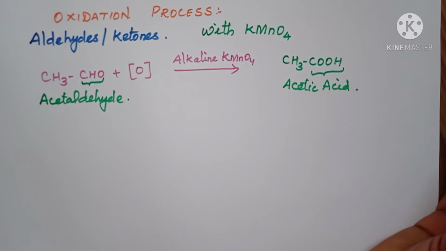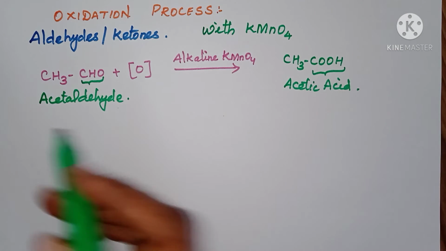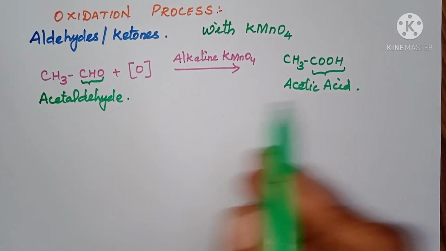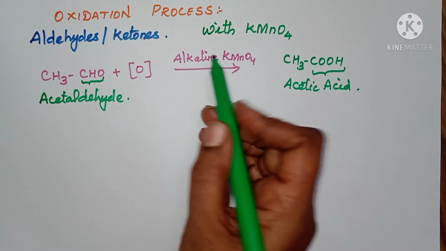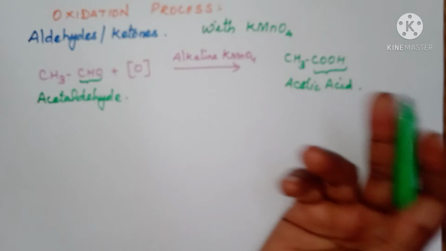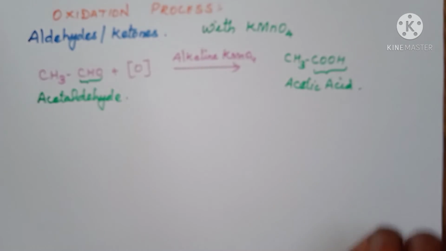With the help of an oxidizing agent, how can an aldehyde change? For example, an aldehyde converts into an acid. Give the example: acetaldehyde converts into acetic acid, that is the oxidized product with the help of alkaline KMnO4. That's all, two points are enough. They may ask one or two more questions.